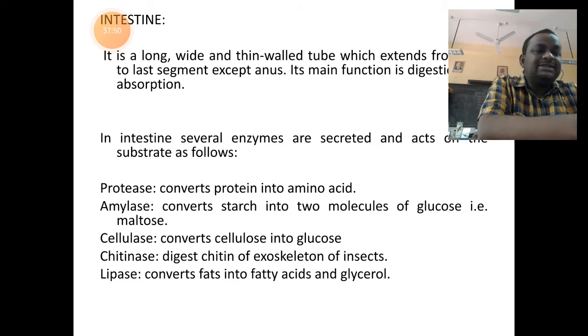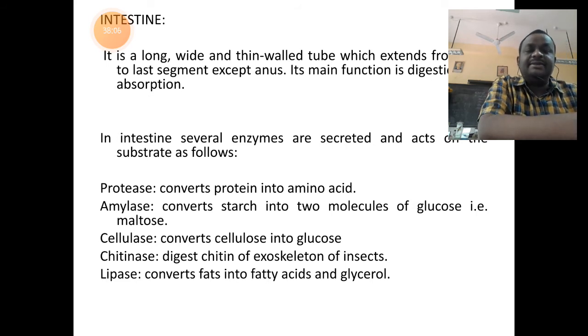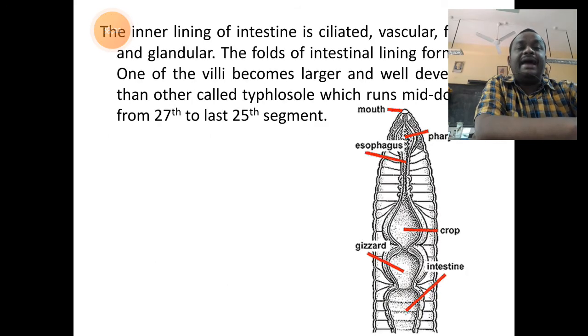Then, cellulase is an enzyme which will convert cellulose into glucose. Similarly, chitinase will bring about digestion of chitin, part of the exoskeleton of insects, since they feed on the dead matter of insects. Then lipases, which will convert the fats into fatty acids or glycerol compounds. So, most of the enzymes, protease, amylase, cellulase, chitinase, lipase, etc., are produced by the intestinal gland.